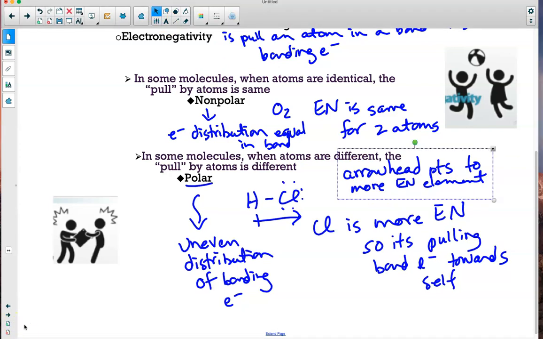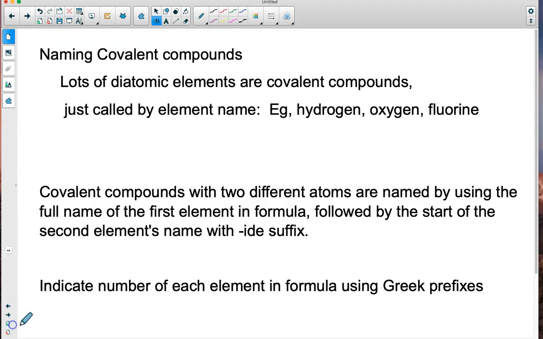I've shown some little pictures to kind of illustrate this, where nonpolar bonds are equal sharing of the electrons, so that's like kids that can play well together. But polar molecules are unequal sharing, so that's like kids that can't play well and can't share very well. So the way we name covalent compounds is a little bit different than how we do ionic compounds.